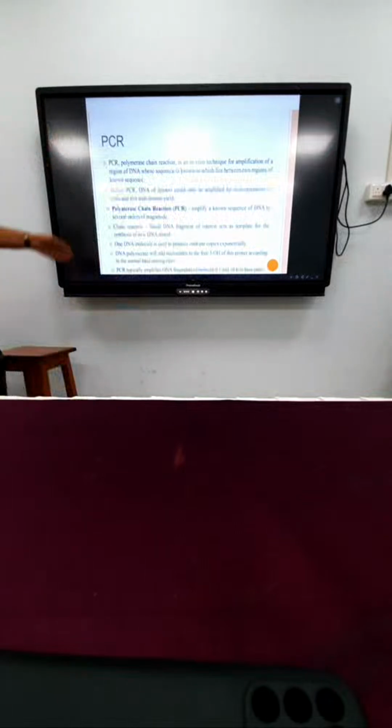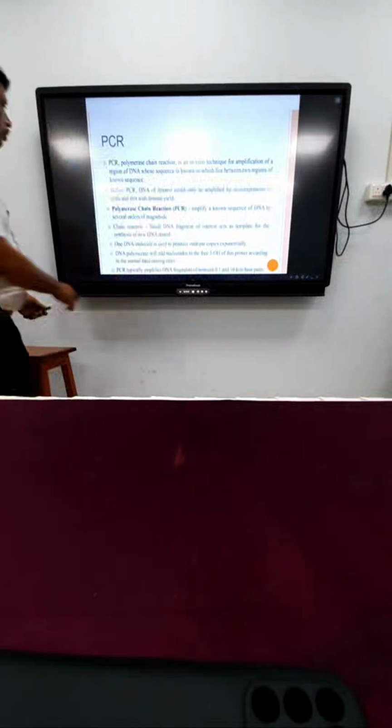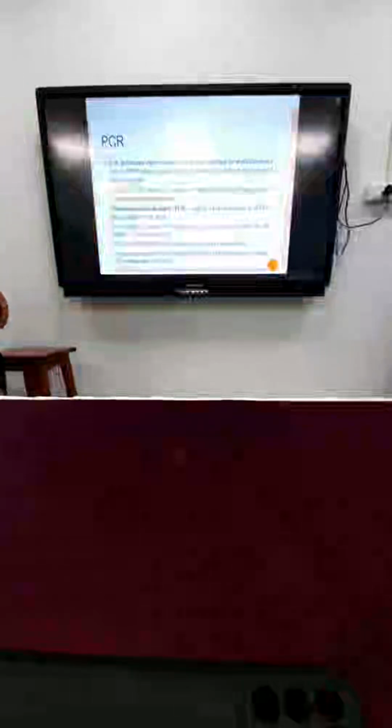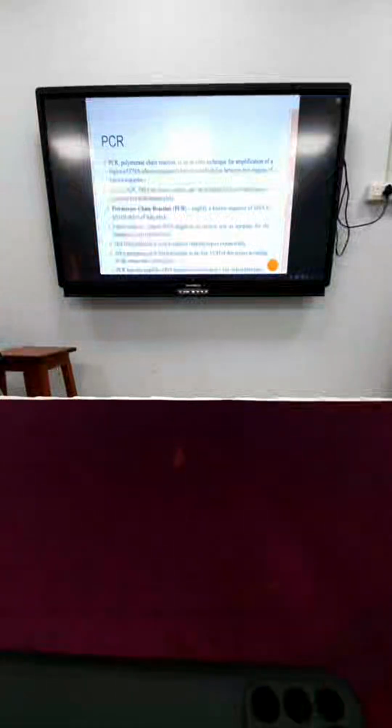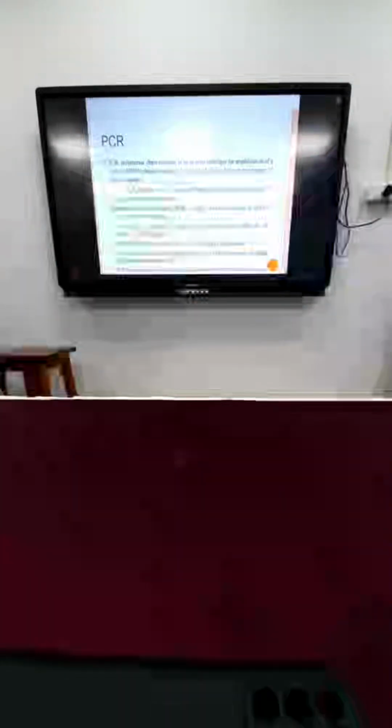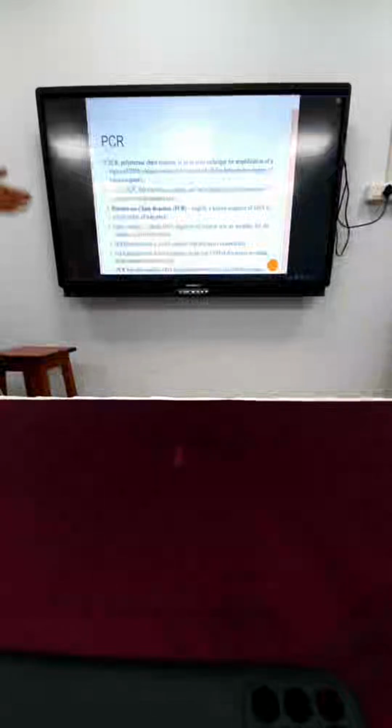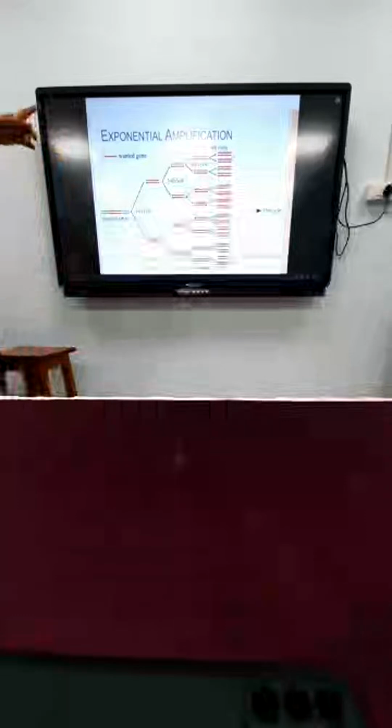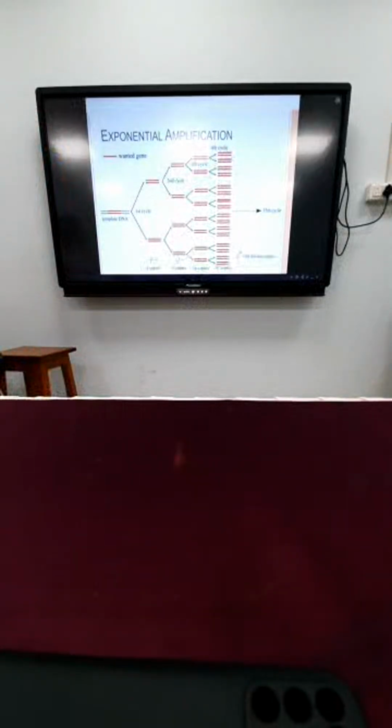So PCR: we have already discussed this. PCR is the polymerase chain reaction. It is an in vitro technique by which you can amplify a DNA sequence. Basically, the main thing is finding the defect of the genes, or we can amplify the genes. That is the basic technology. So, exponential amplification. What is the amplification process? First is the template.